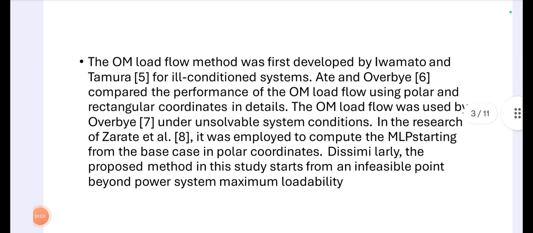The OM load flow method was first developed by Iwamoto and Tamura for ill-conditioned systems.